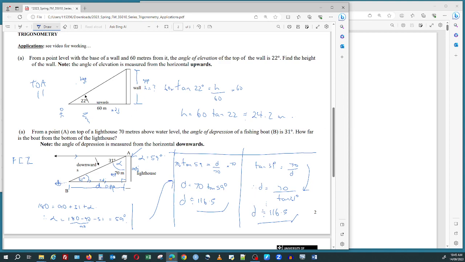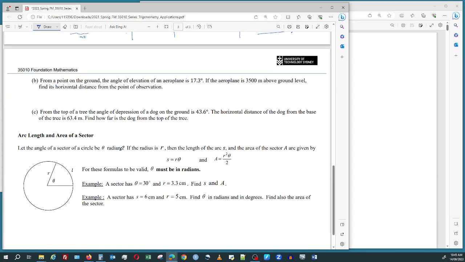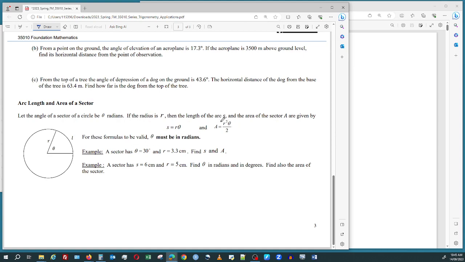All right. So for this one then, the point from the horizontal ground. So I might put this on the sheet here and add that in. From the point on the ground, the angle of elevation of an aeroplane is 17. If it's at 3,500, find the distance from the point of observation.